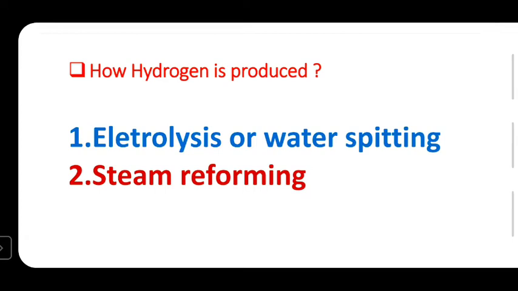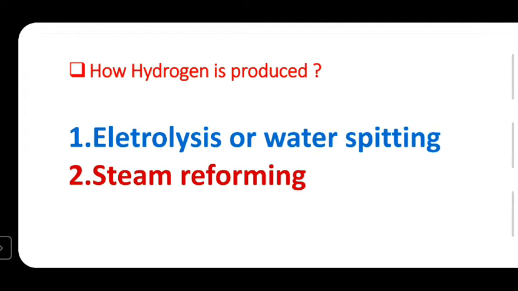One method is electrolysis or water splitting. This process is called electrolysis or water splitting, and the second is steam reforming. Write down, all of you. There are two general methods of producing hydrogen. One method is electrolysis or water splitting, and the second is steam reforming.